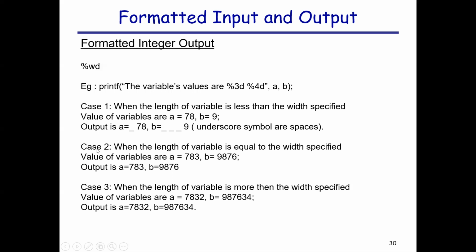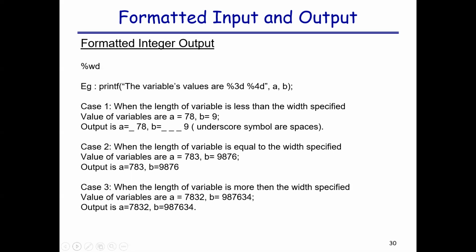Now observe case 2. When the length of the variable is equal to the specified width, the value of the variables is printed the same, meaning there is no space: 783, 9876. A equals this, B equals this, so there is no problem. Case one is simple, and case two is also simple. If there are fewer digits, then a space is printed. If there are equal digits, then those digits are printed directly.